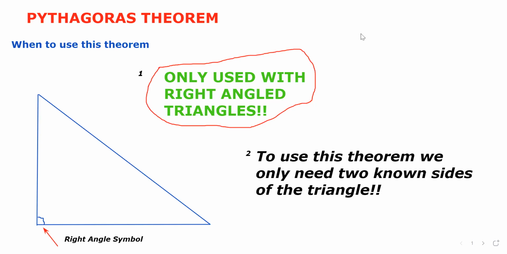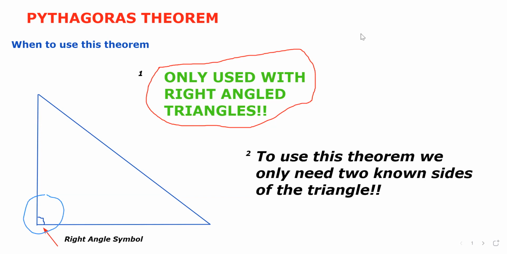We'll have a little symbol, like a little box at the corner. Like an elbow. We call it a right angle symbol, right? So any triangle that has that is automatically a right angle triangle, which automatically means that you can use Pythagoras theorem to do calculations with it. So always remember that this is only used for right angle triangles, right?